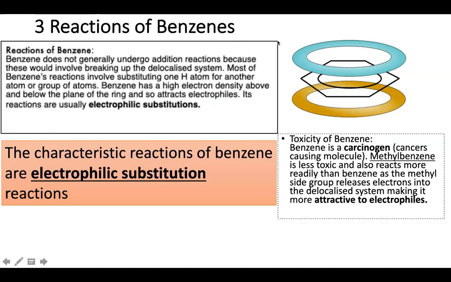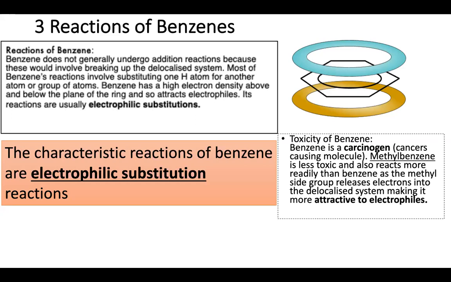All right, so first we look at the structure of benzene first. Benzene, even though there is a double bond, it does not undergo the same reaction like alkenes. Alkenes undergo electrophilic addition reaction. Okay, but benzenes, whether it's methylbenzene, chlorobenzene, nitrobenzene, as long as you have that benzene ring, it will undergo what we call an electrophilic substitution. Okay, most of benzene's reactions involve substituting one hydrogen atom for another atom or groups of atoms, right?